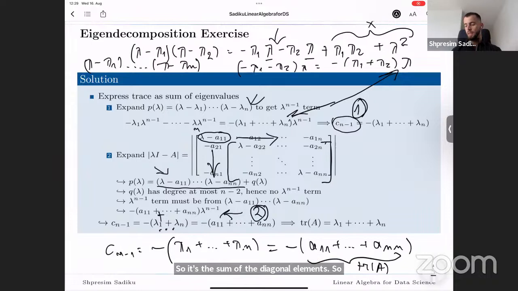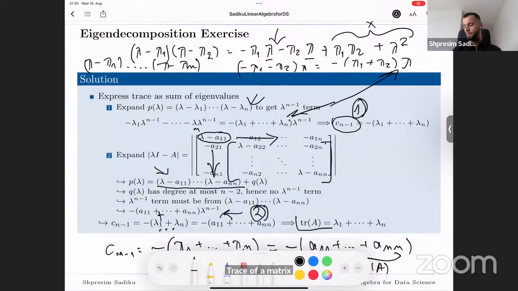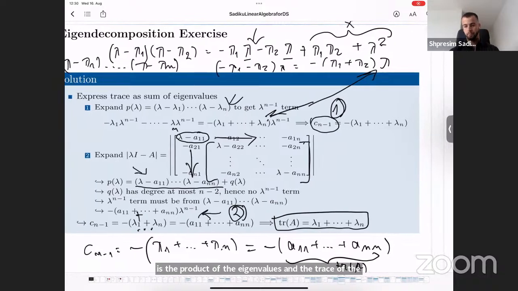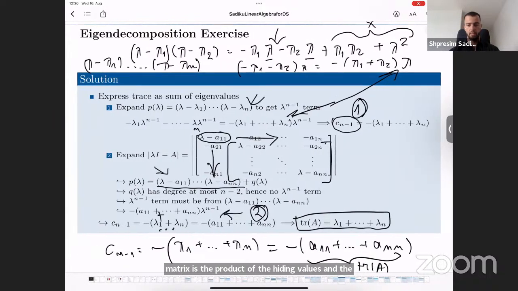So this means that the trace of a matrix A equals the sum of its eigenvalues. These are 2 very important properties that we can use to simplify the calculation of the trace and the determinant of a matrix. The determinant of a matrix is the product of the eigenvalues, and the trace of a matrix is the sum of the eigenvalues. All right, I hope this was clear.